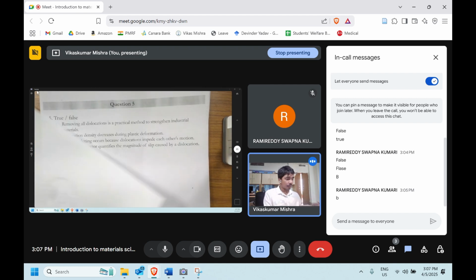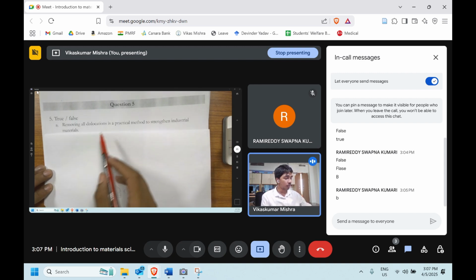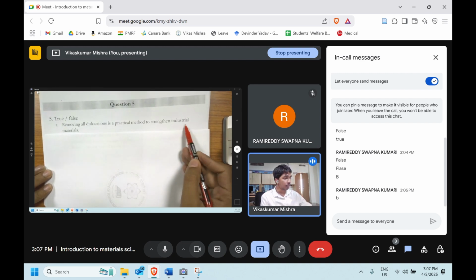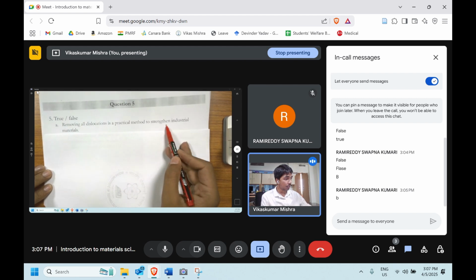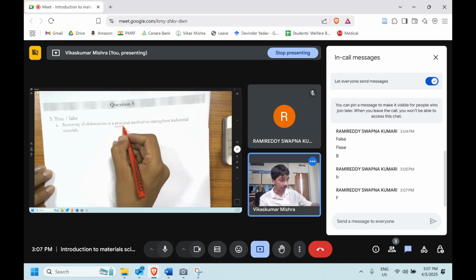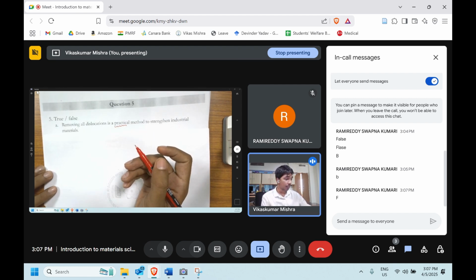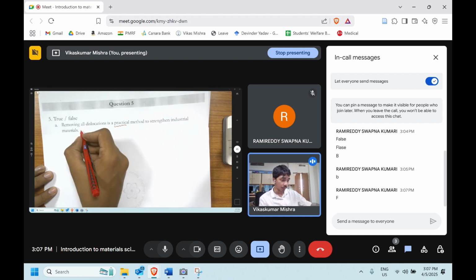Question number 5. Is it true or false? Let's do it one by one. Removing all the dislocation is a practical method to strengthen industrial material. False. It's not a practical method. Theoretically, yes, it's quite good. One can strengthen the material if they remove the dislocation thoroughly. But practically, it's not possible. So false.